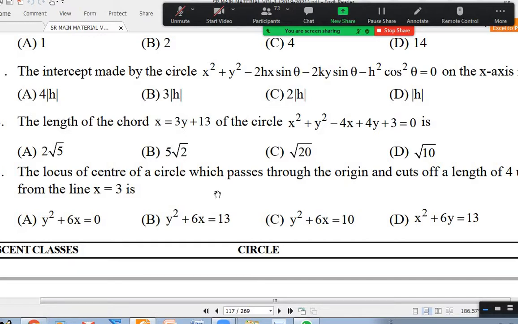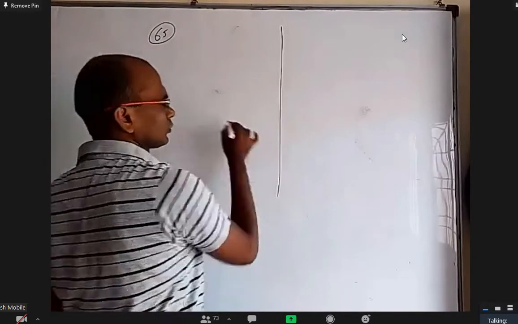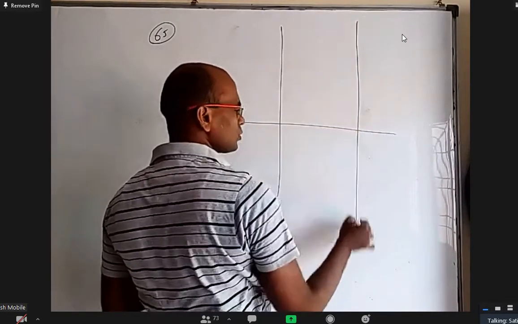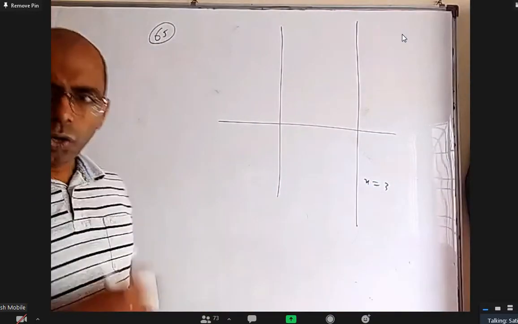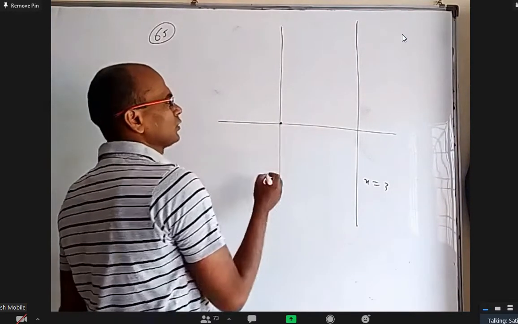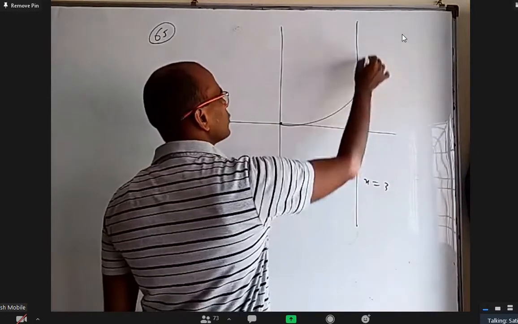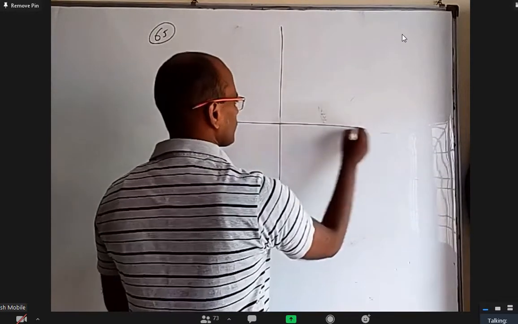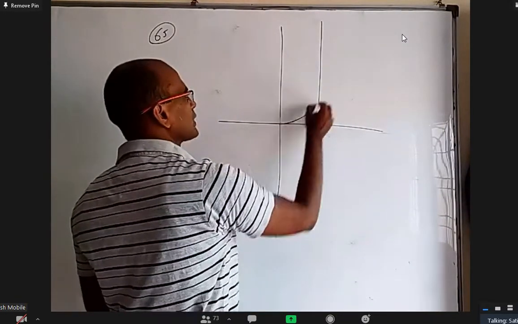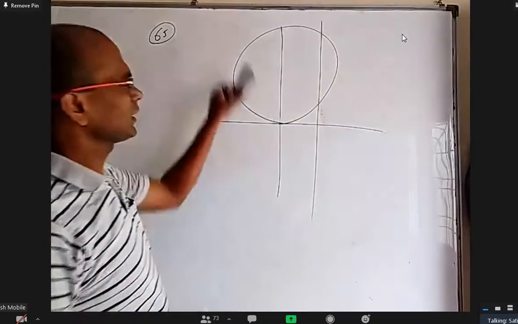The locus of the center of a circle which passes through the origin and cuts off a length of 4 units from the line x equal to 3. Okay, x equal to 3 is a vertical line. There are a lot of circles passing through the origin, somewhat like this. Note that the center need not be on the y-axis.